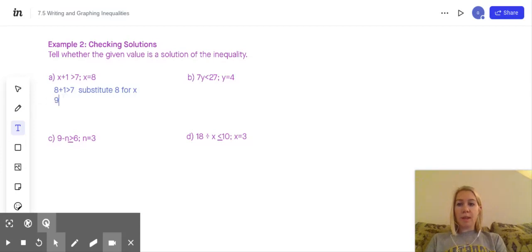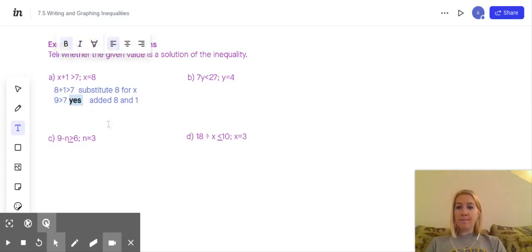Now let's solve 8 plus 1. I know 8 plus 1 is 9. It's greater than 7. Now let's really look at this inequality. Is 9 really greater than 7? Picture where 9 and 7 are on a number line. Is 9 greater than 7? It is. We need to tell whether the given value is a solution of the inequality, so we would say yes, and that's it. For this step, we added 8 and 1, that's 9. So overall our answer would be yes.